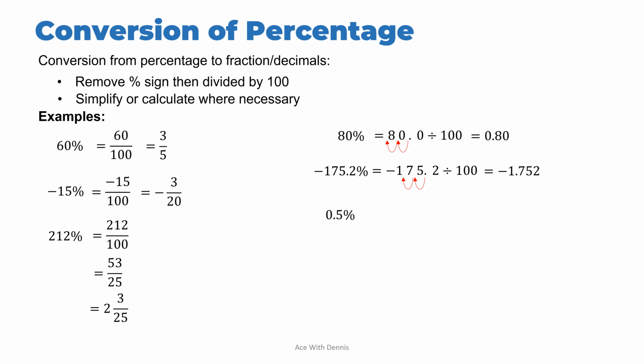One more example, 0.5%, which means 0.5 divided by 100. Now we move the decimal point 2 places to the left. So 1, 2, and add one more 0 here since there is no digit here. And the answer will be 0.005.